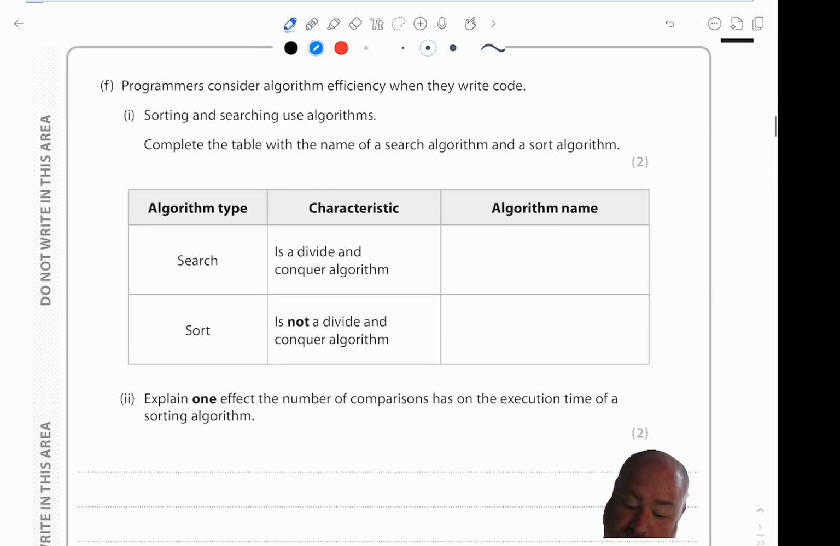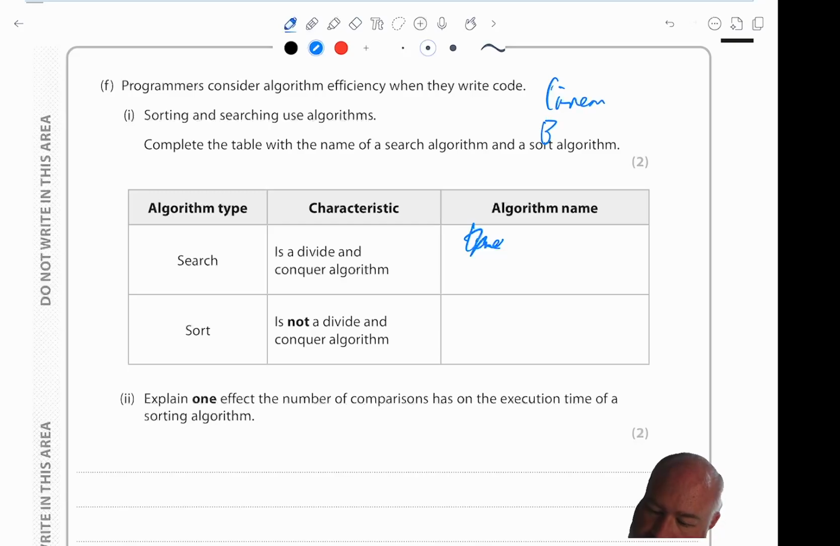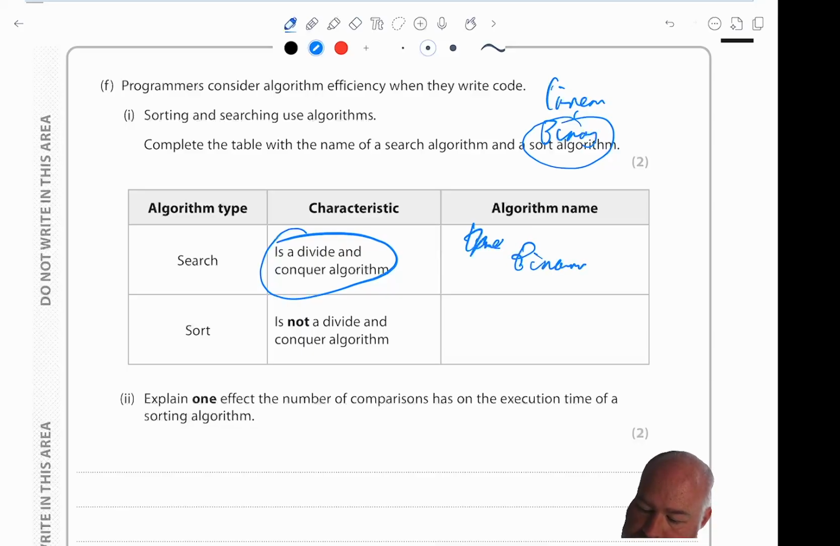Programmers consider algorithm efficiency. Search. So there are only two: linear and binary. So let me just write here, linear and binary. So which one is a divide and conquer algorithm? Binary is divide and conquer. So binary goes in here, binary search. It has to be sorted in ascending order for binary search to work. Linear search works on unsorted lists. It's not as efficient. There are two sorting algorithms that we have, bubble sort and merge sort.